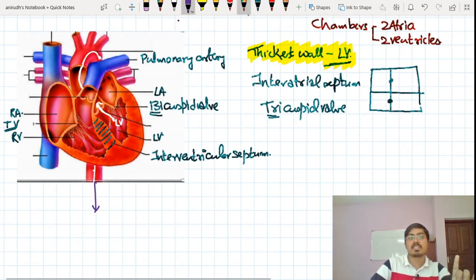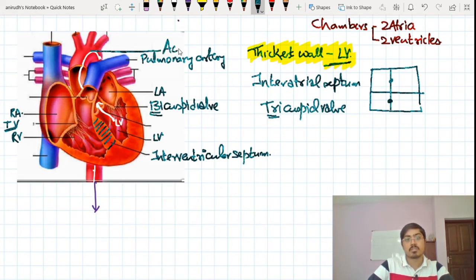Now what is this blood vessel? This is the very important main blood vessel, the main artery of the human body, called the aorta.